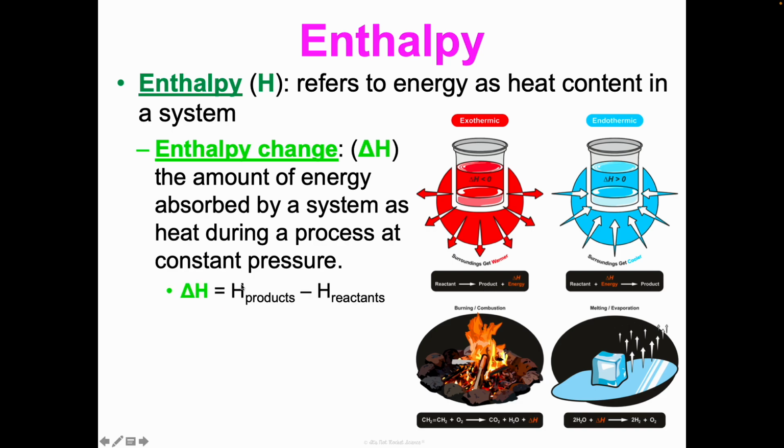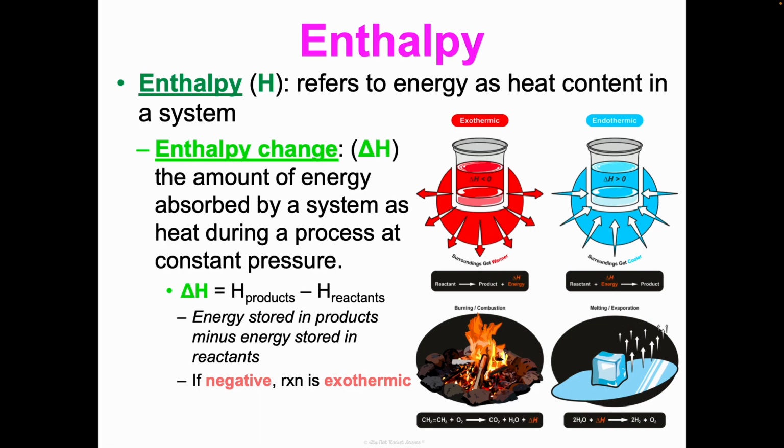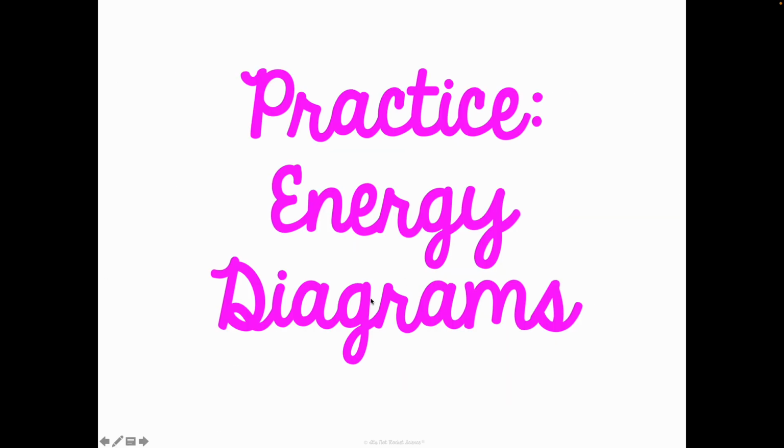So delta H is just your H of your products minus your H of your reactants. So we're looking at energy stored in products minus energy stored in reactants. Again, if it's negative, we say the reaction is exothermic. If it's positive, we say that the reaction is endothermic. Okay, now we're going to look at this and practice a little bit with energy diagrams. And that's your concept 2 notes all about reaction energy.